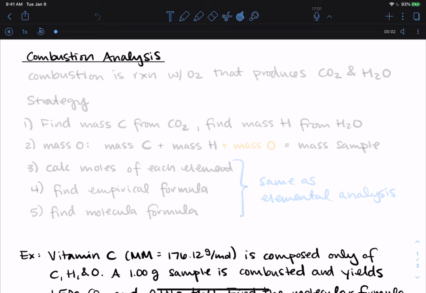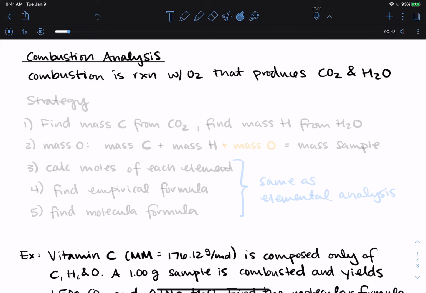Our second method for getting a molecular formula out of experimental data is combustion analysis. So we've not yet talked about combustion. Combustion is a reaction with O2 gas that produces carbon dioxide and water. You will learn how to balance combustion reactions in the next module.